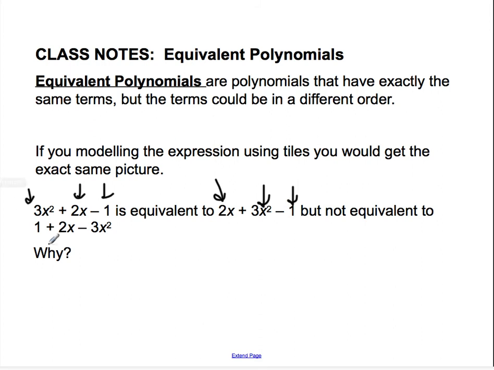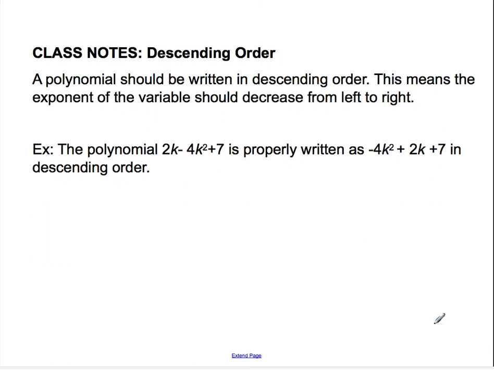However, if I have a -1 here, and look here, I have a +1, right away this is not equivalent, because this one would have a different tile than that one. It would look different. Same thing with this. This is a positive 3x squared. This one's a negative 3x squared. They're different tiles. So you really have to be careful to make sure that they are the exact same algebra tiles, just in a different order. Okay? So let's check that out.